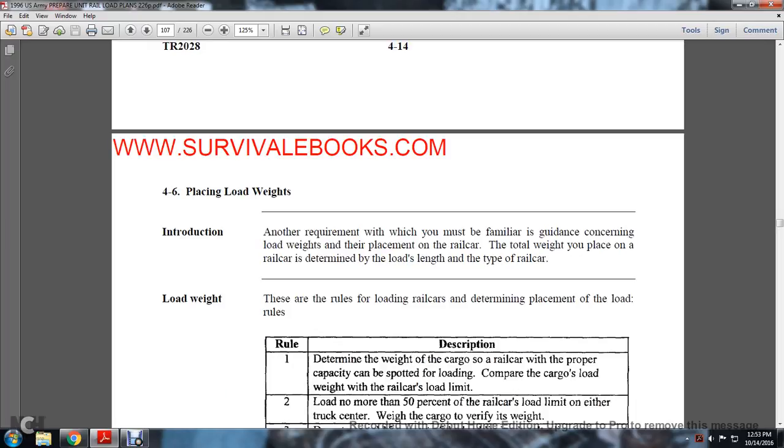4.6 Placing load limits. Introduction. Another requirement with which you must be familiar is guidance on load limits and placement on the railway car. The total weight and placement on the railway car are determined by the load length, the type of railway car, and the load limit. The rules of loading railway cars determine the placement of the load.